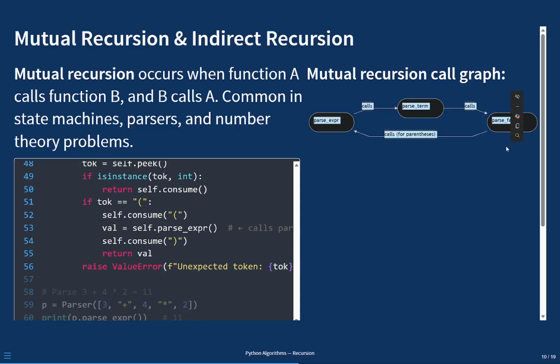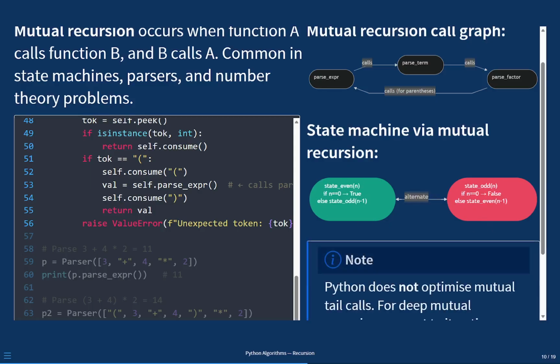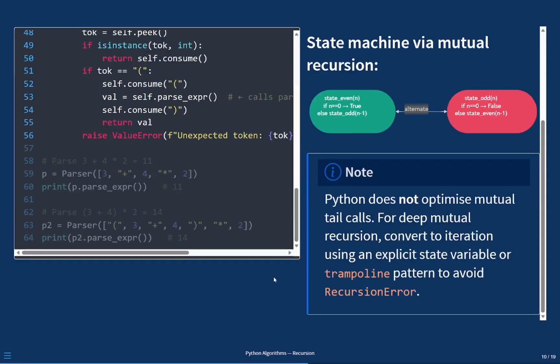3 plus 4 * 2 parses to 11. Operator precedence falls out naturally from the grammar structure.